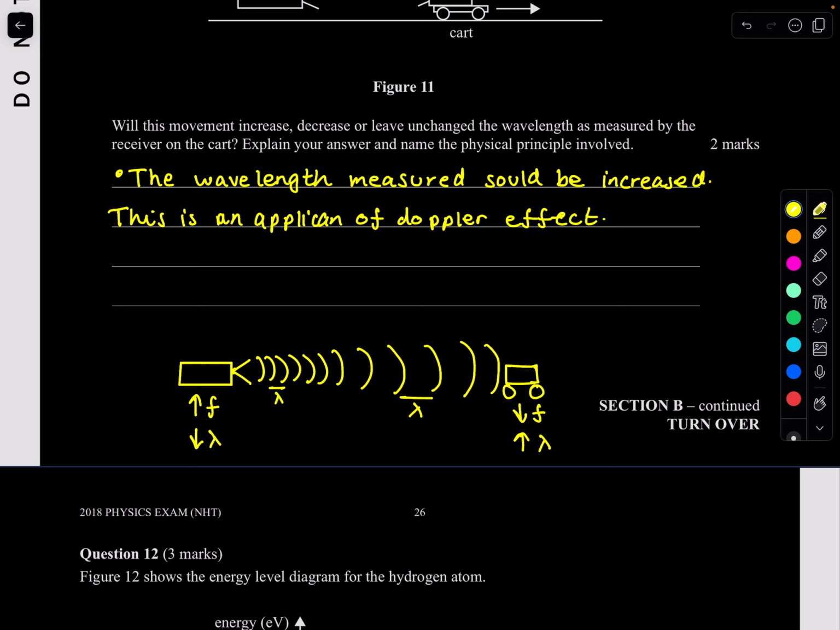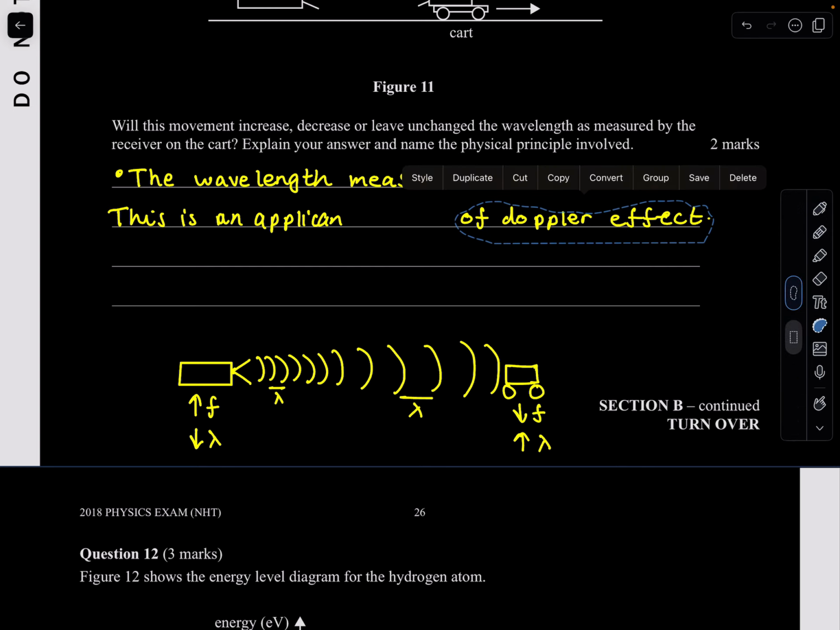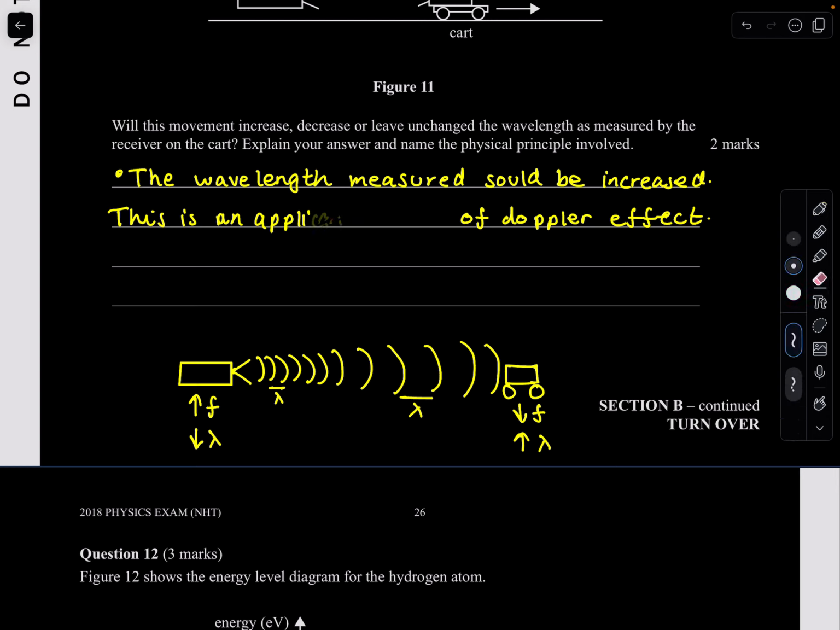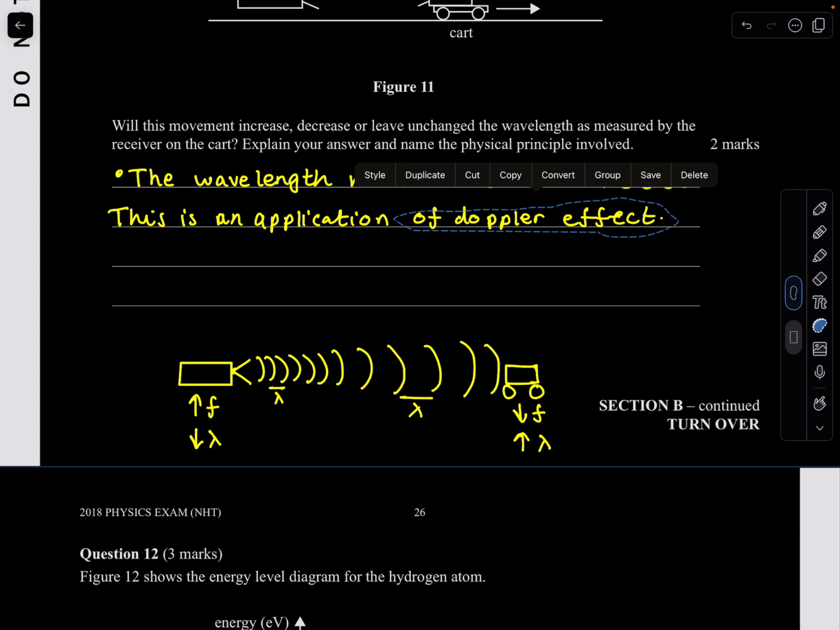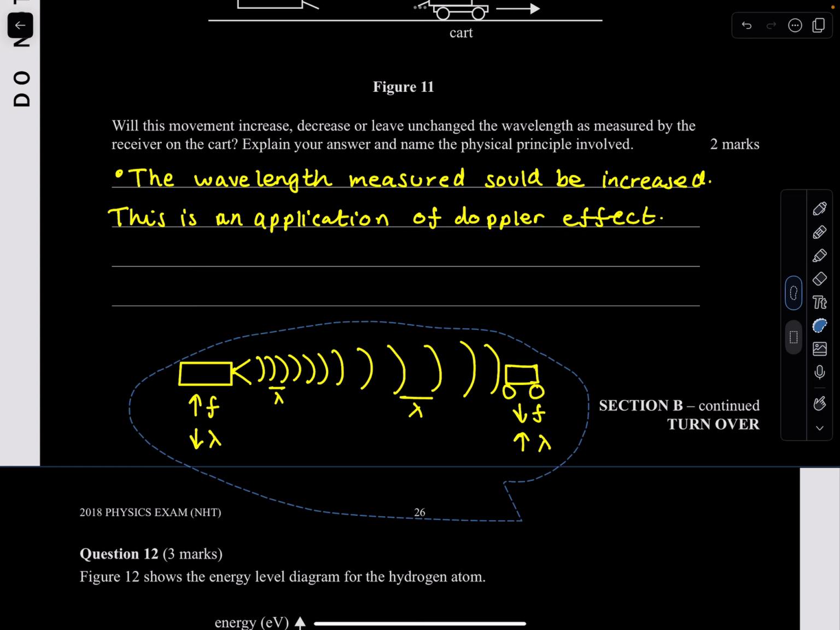Well, that's it. Because you've just said that you've actually answered the wavelength should be increased. And you've also said this is the application of Doppler's effect. Oh my god, application. I didn't even write the full thing. Yeah, I think that basically summarizes what this is. Easy. So, application. That's it. Done. I hope that makes sense. Let's just delete this part here. We don't need this anymore.